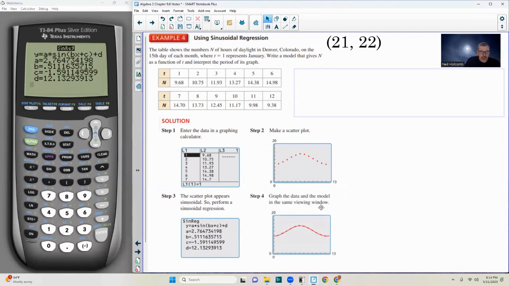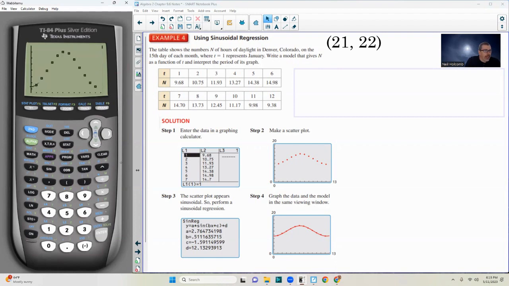Graph the data model in the same viewing window. So now that I have this, I'm now going to go to y equals. I want that function right here. So there's no copy paste in the calculator. Well, there is, but it's not just Control C, Control V. You have to press the vars button. You have to go to 5 for statistics. And then you have to arrow over to EQ. And we want that sinusoidal regression equation. So you put it there, and it put the sine equation in Y1.